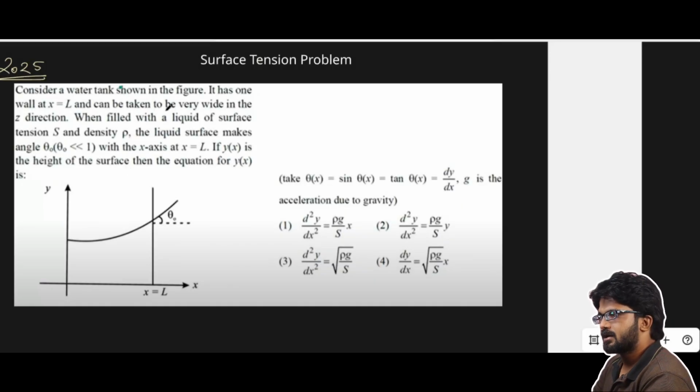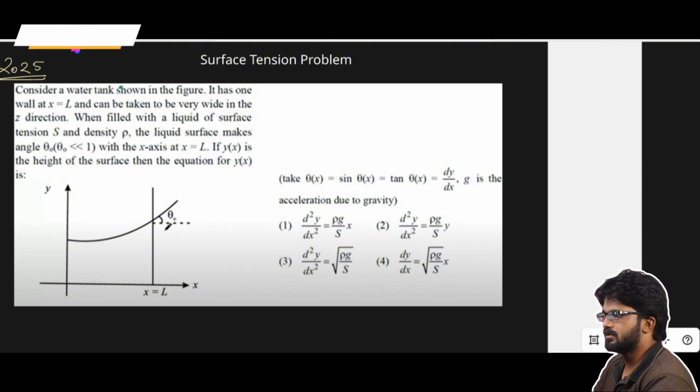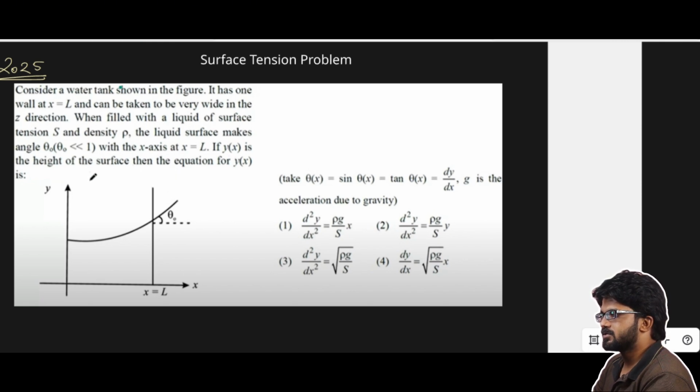So the problem states: consider a water tank shown in the figure. It has one wall at x equal to L and can be taken to be very wide in the z direction. Means it has 3 dimensions, in which we are shown the 2D figure of the surface tension problem. It is filled with liquid of surface tension S and density rho, and the liquid surface makes an angle theta naught, which is very much less than 1, meaning a very small angle, with the x-axis at x equal to L. If y(x) is the height of the surface, then the equation for y(x) is, you have been given 4 options. You have to take theta as given, and you can solve it with the help of slope equations. So let's start with the problem.